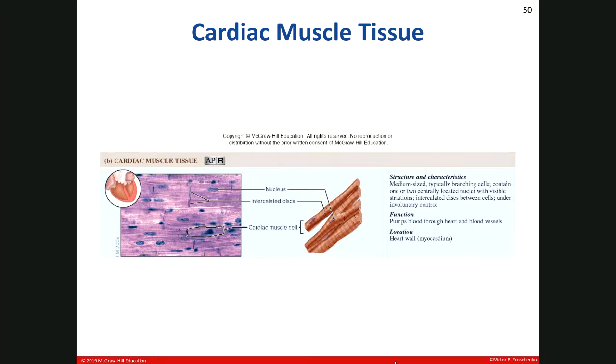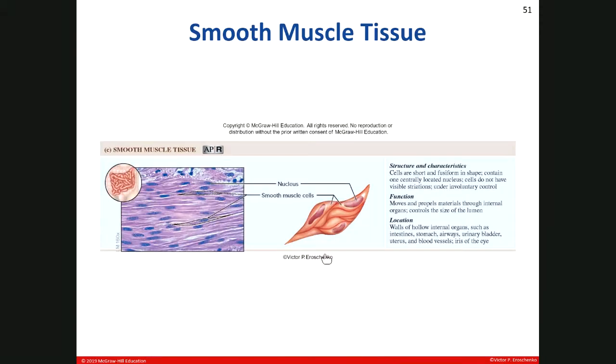The last type of muscle tissue is smooth muscle tissue. Smooth muscle tissue, again, is involuntary. You cannot consciously control it. We call it smooth because it's not striated. These cells look somewhat like a football. They're tapered, which is referred to as fusiform. They have one nucleus. You'll find this all over your body, like in your stomach, your small intestines, many of the hollow organs of your body, and in the walls of your blood vessels.